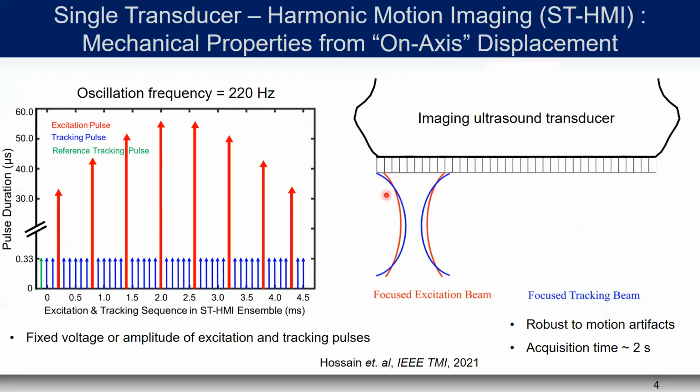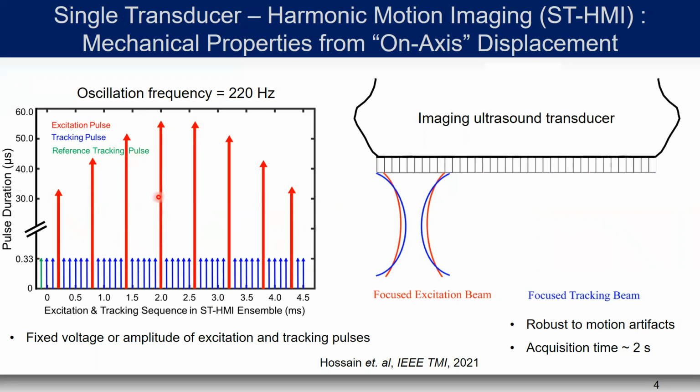ultrasound imaging system. In STHMI, the voltage or amplitude remains fixed, and the single imaging transducer is used to induce and track oscillatory motion. The duration of the discrete excitation pulses is changed to generate an oscillatory motion. Here is an example of 220 Hz. Then the tracking pulses are interleaved between the discrete excitation pulses to track the oscillatory motion.